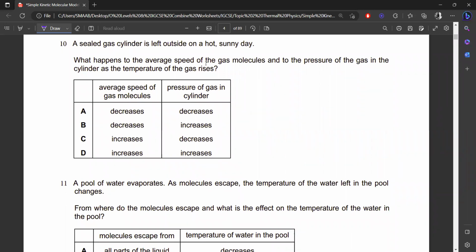Question number 10. Both of the quantities increase. Option D. Yes. A sealed gas is left outside on a hot sunny day. What happens to the average speed? So both will increase.